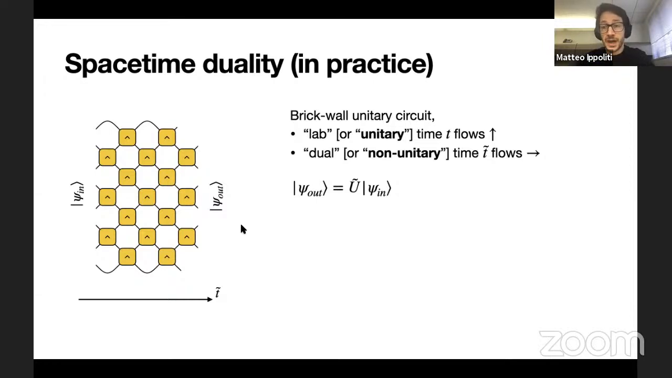So if we were able to realize this diagram, where we have an input state coming in the left and an output state coming out the right, then these two states are actually related by precisely this dual quantum circuit that we're trying to realize.